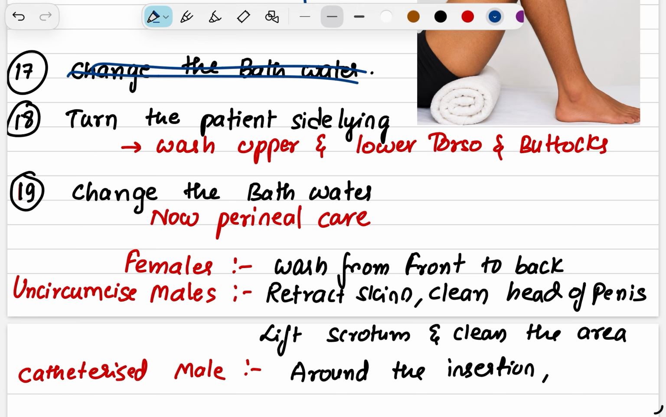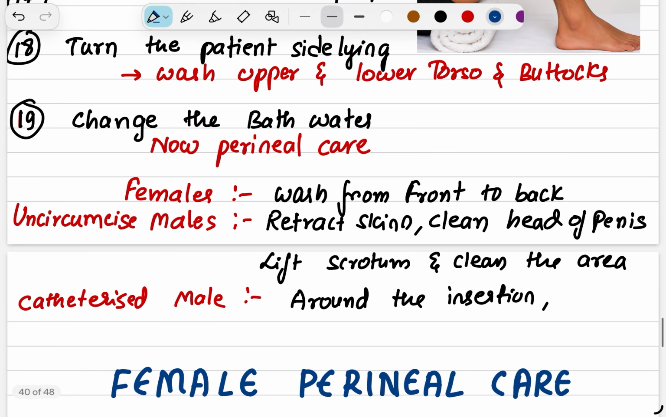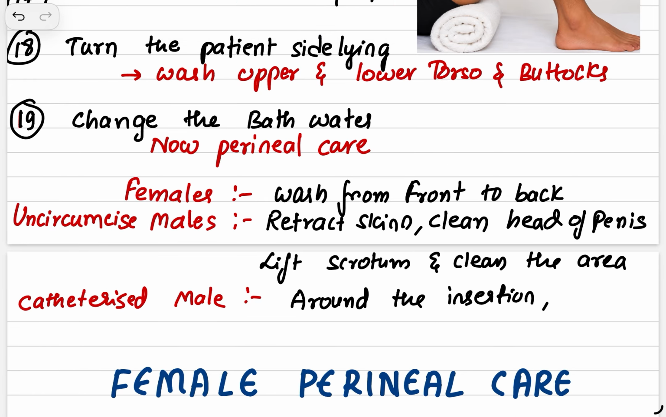Now, next, the 19th step. Here in the 19th step, the patient is side-lying, as we have said. The 19th step is to change the bath water. Now for the females, how do we have to clean? The ultra important thing is how we are going to clean the vaginal or the overall vestibule area, or for the males, the penile area. How we are going to wash is very important, because you are cleaning an area where there is the highest risk of infection.